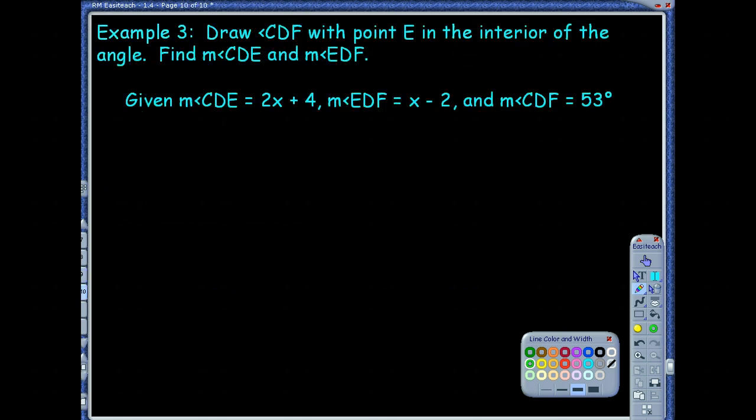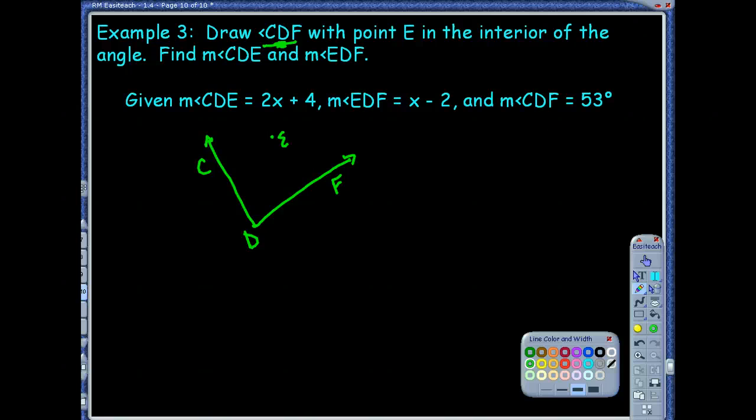All right, so for this last example, it says we're going to draw angle CDF. So I'm going to go ahead and just draw angle CDF. And notice how when I see an angle, I know that D has to be the vertex because it's the one in the middle. So when you draw your picture, always make sure that whatever's in the middle, that's the vertex of your angle. And point E is in the interior of that angle. So I'm going to go ahead and just say that's point E.